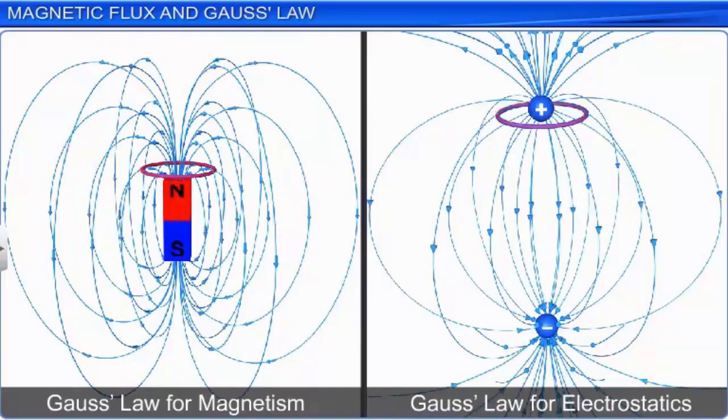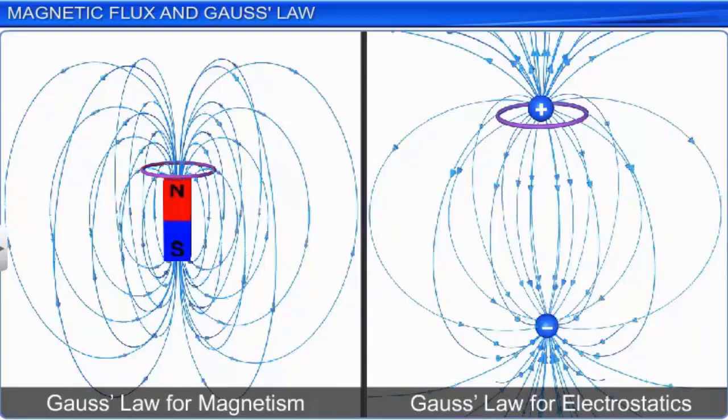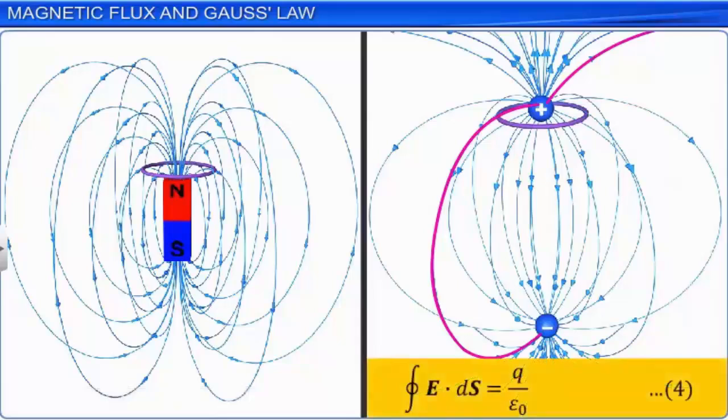In the case of an electric dipole, the electric field lines begin on the positive charge and end on the negative charge. That is, the electric field lines are not closed loops. They are open curves. Here, the electric field lines go beyond the closed surface. Thus, a non-zero electric flux exists through the closed surface. The electric flux is equal to 1 by epsilon naught times the charge enclosed by the closed surface.